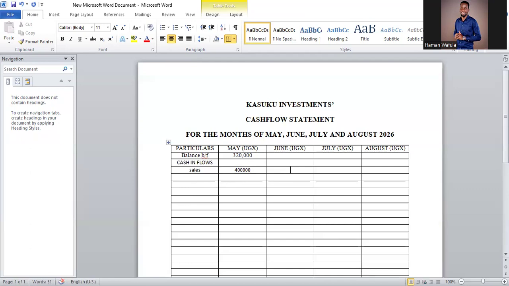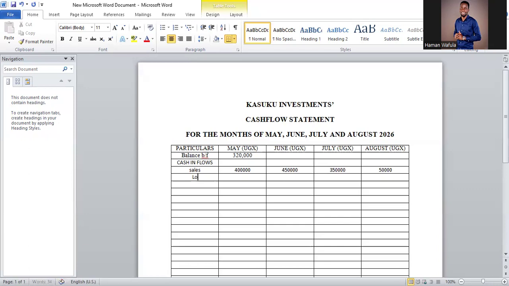The second month is 900 times 500. That is 450,000. The third month, 500 times 700, is 350,000. In the last month, 500 times 100, that is 50,000. So that is sales.